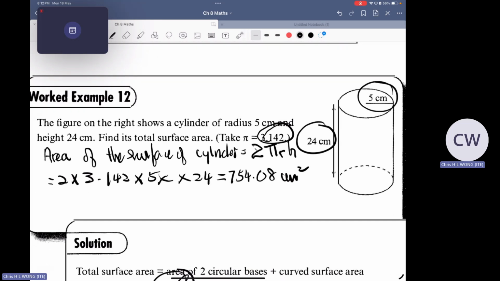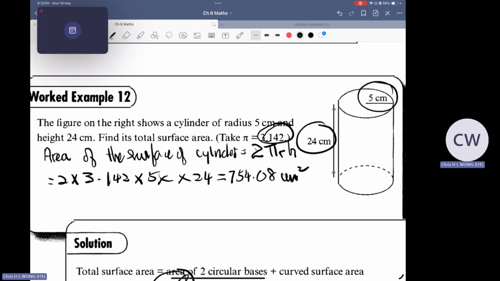Again, the figure on the right shows a cylinder of radius 5 and the total cylinder. They didn't say there's a cover, right? If you don't tell me, I say there's no cover. Or maybe there's a cover but no bottom, or a bottom but no top. How in the world do I know? You must tell me. You cannot assume the cylinder has a cover. For no cover, the answer is 754.08.